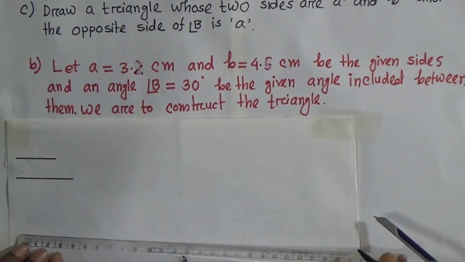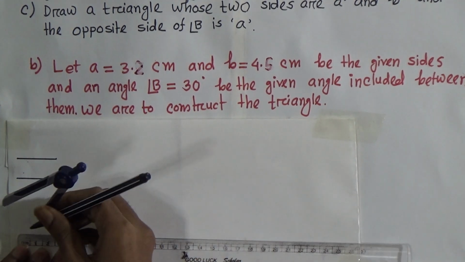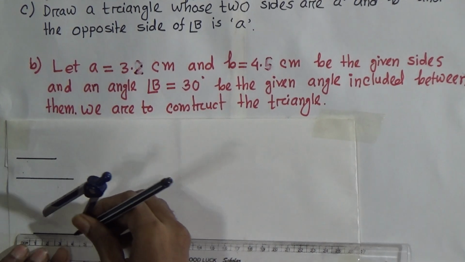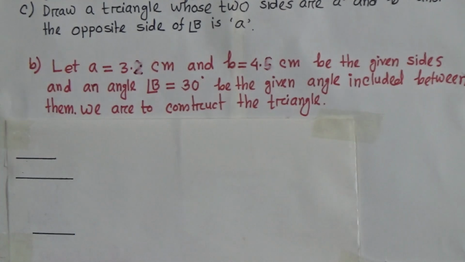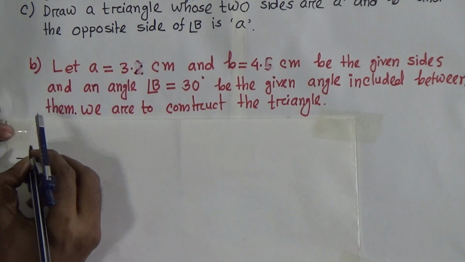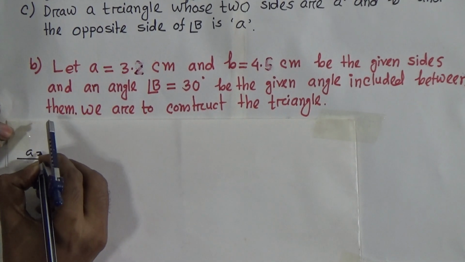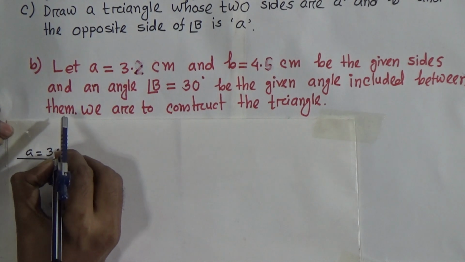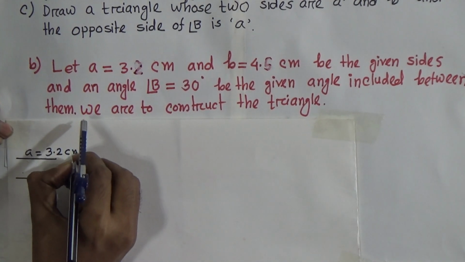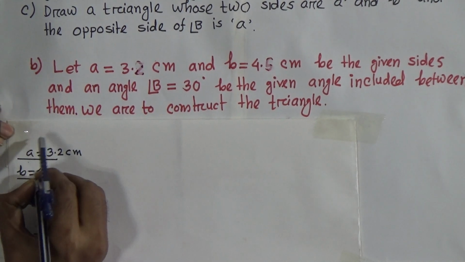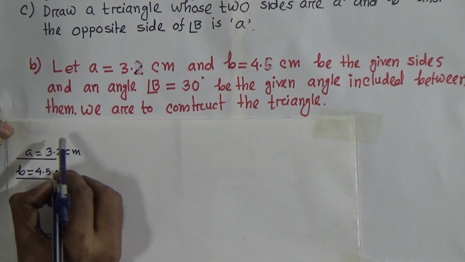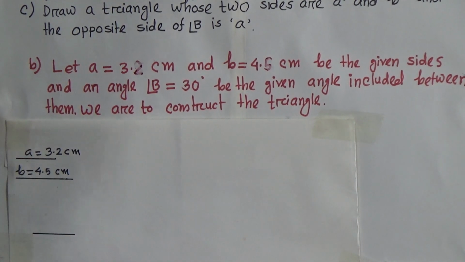And you have to draw an angle equal to B. B equal to what? 30 degree. Okay. At first you give the name: A equal to what? A equal to 3.2 centimeter. B equal to what? B equal to 4.5 centimeter. Okay. And angle X equal B equal to 30 degree.